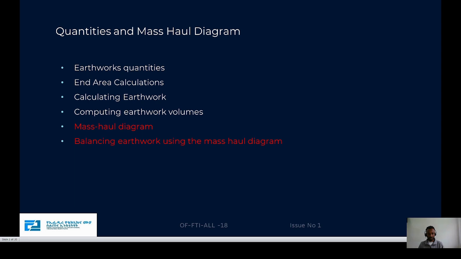We also dealt with the shrinkage and swelling factors. Shrinkage factors are related to the fill parts, and the cutting parts are related to swelling. So this was covered in the previous video. Now we will present the mass flow diagrams, and balancing earthwork using mass flow diagrams.